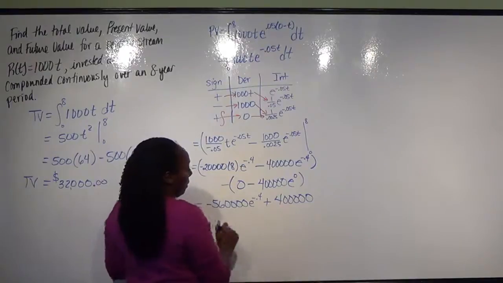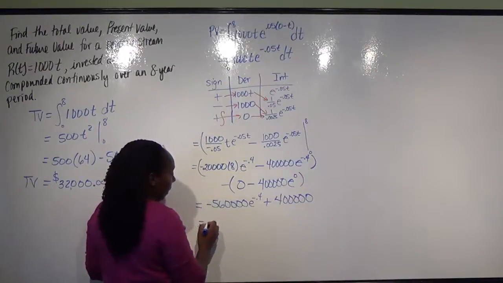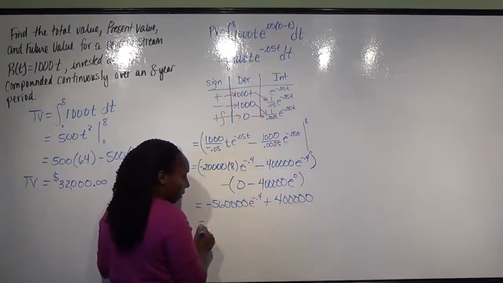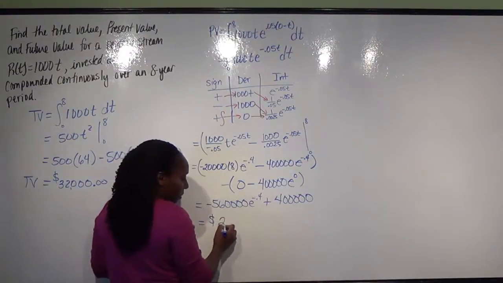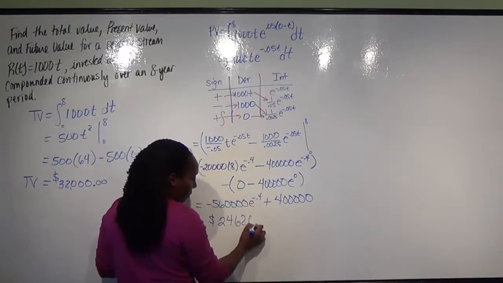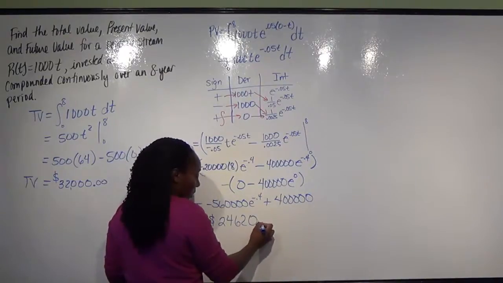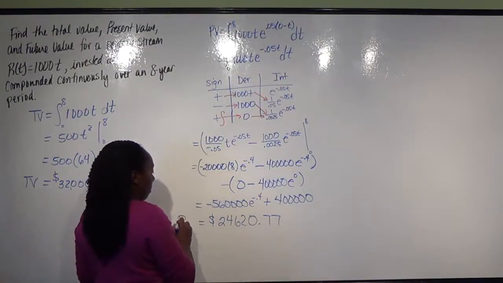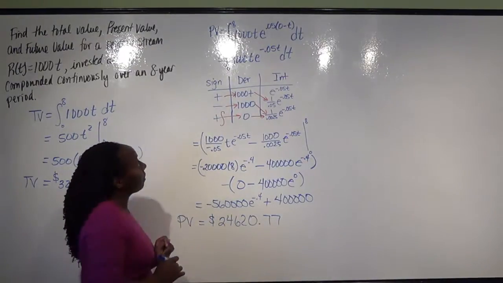And so plugging this in and simplifying, again, we want to round this because this is money. We're going to round it off to the nearest cent. This comes out to be $24,620.77. And there's our present value.